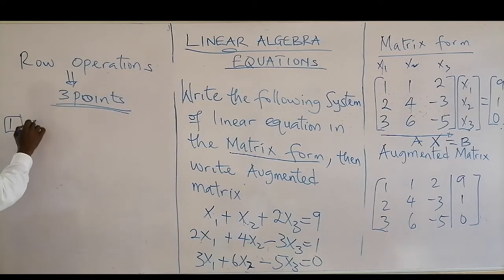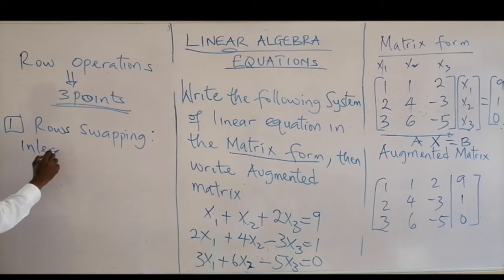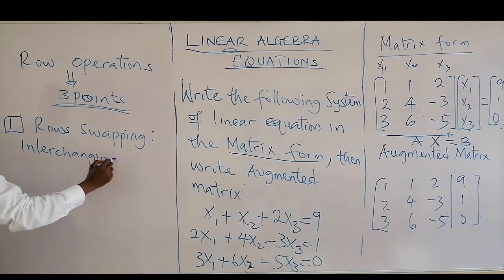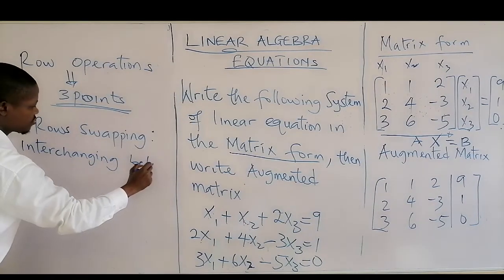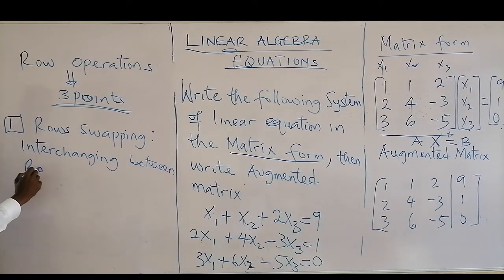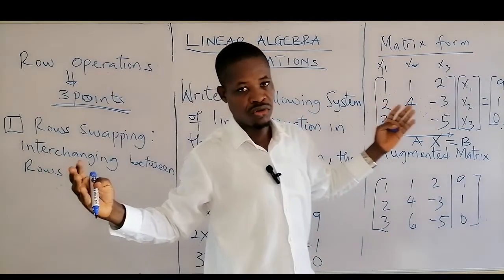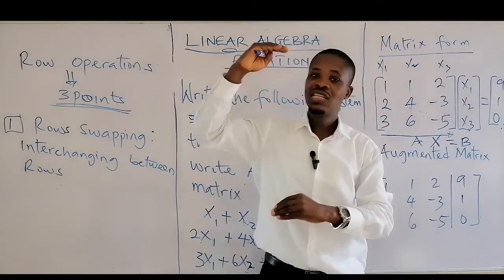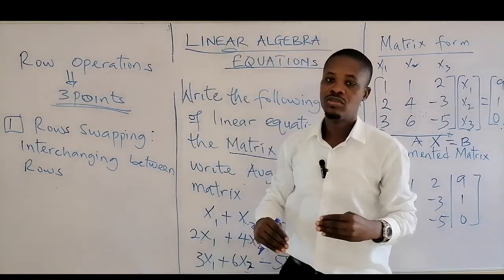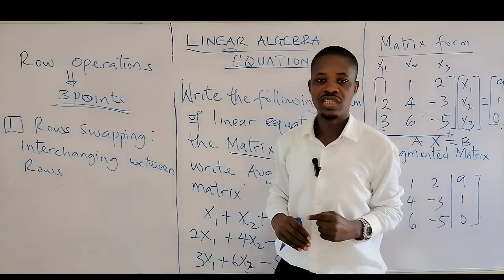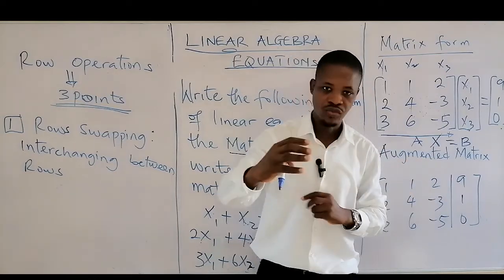First one is row swapping. What does that mean? Rows are interchanging between rows. In that case, you can move row 2 to row 1, and row 1 will come back to row 2. So in that case, you have swapped the rows. You can also move your row 3 to row 1 and bring row 1 down to replace the position of row 3. In that case, you have swapped the rows.